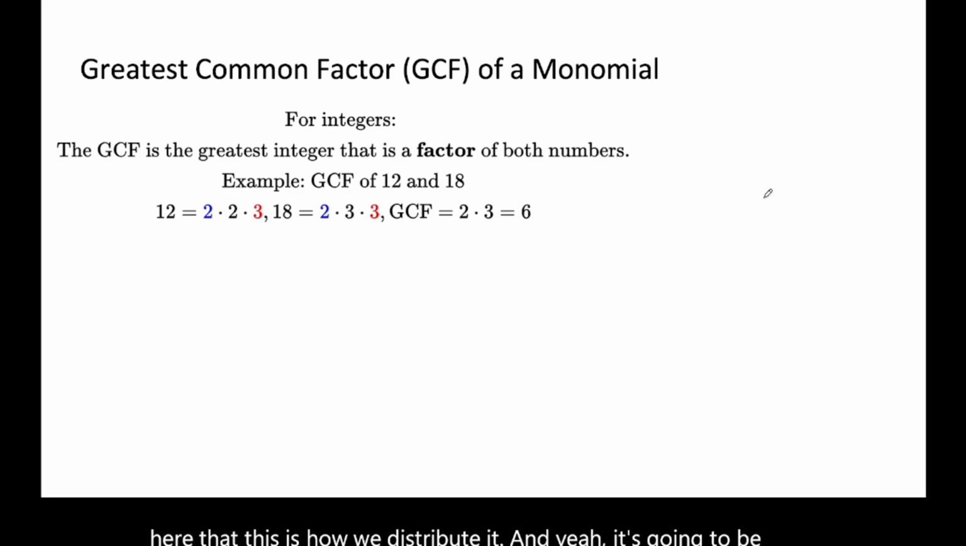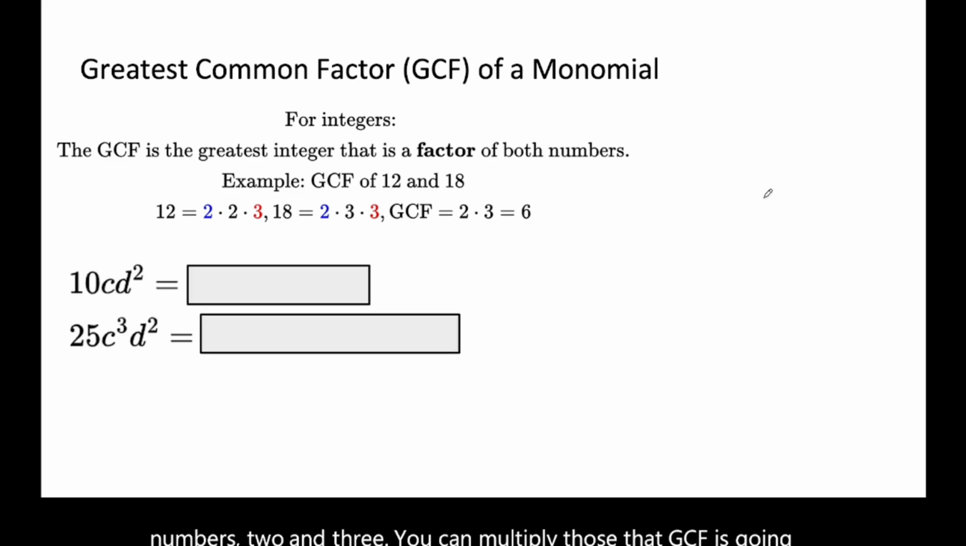So for example, let's say we have the GCF of 12 and 18. 12 can be written as 2 times 2 times 3. 18 is 2 times 3 times 3. So we're seeing that there are two similar numbers, 2 and 3. You can multiply those, so the GCF is going to be 6.